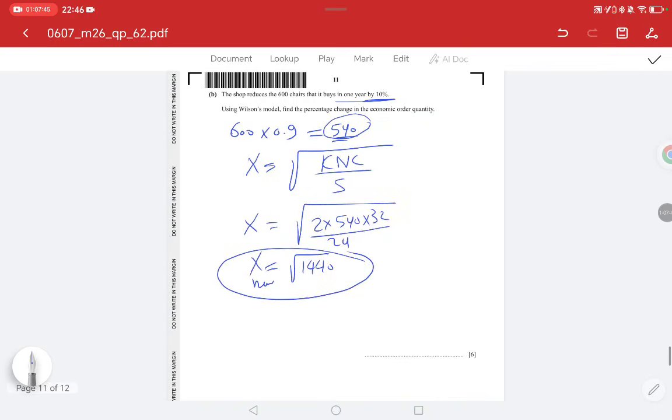What was the old x? Okay, so find the percent change in the economic order quantity. The old x was 40, and this one is the new one.